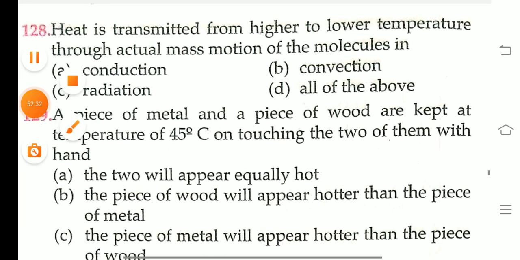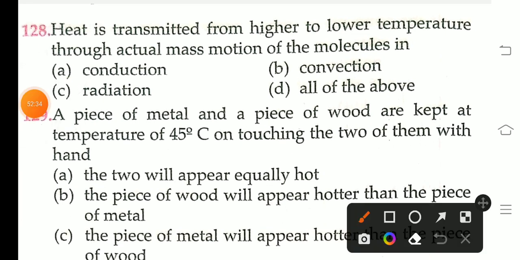Next, heat is transmitted from higher to lower temperature through actual mass motion of the molecules in. Right answer will be option B, convection.